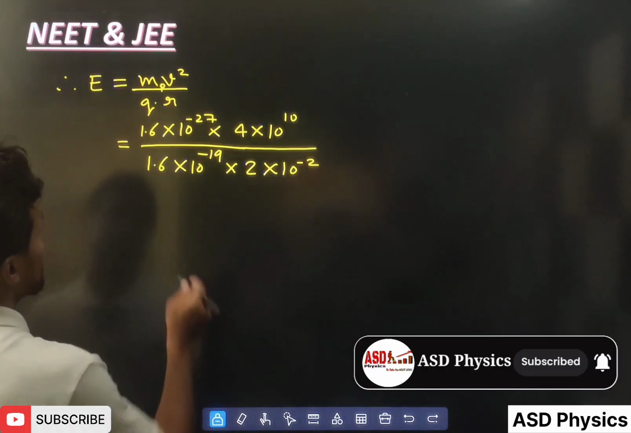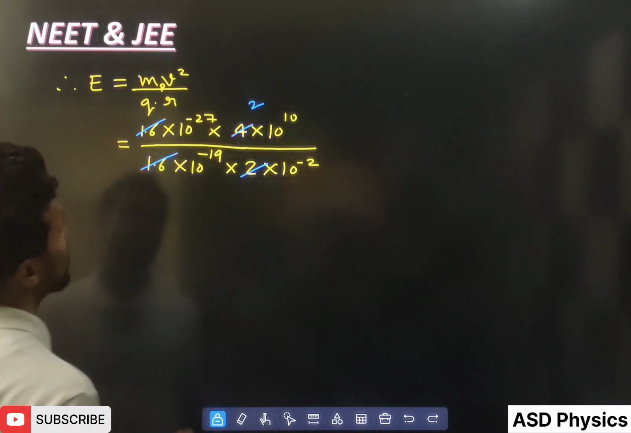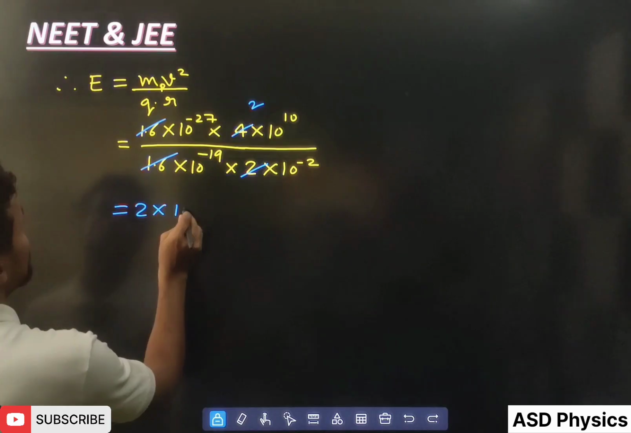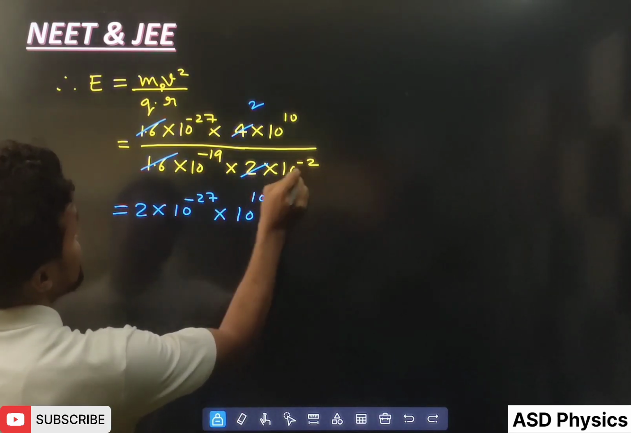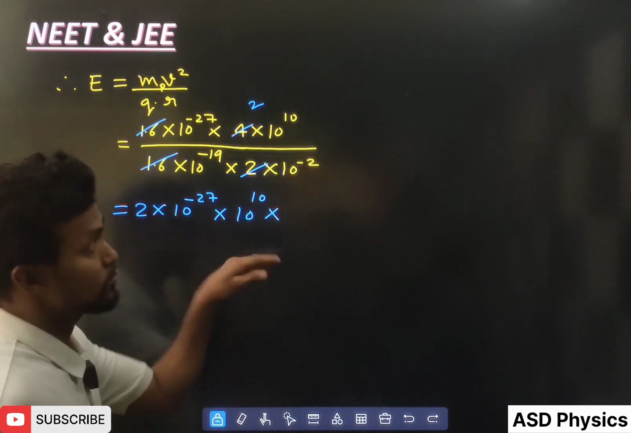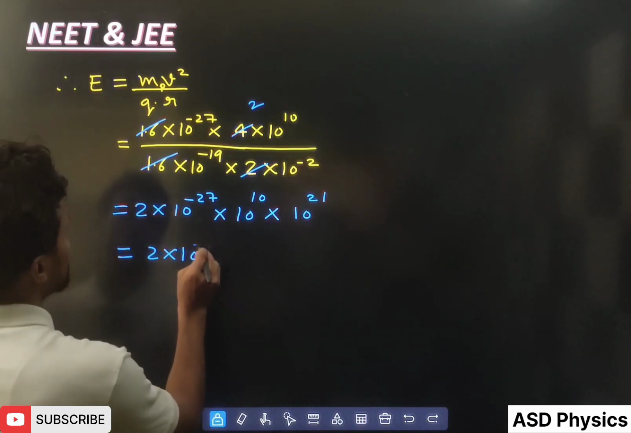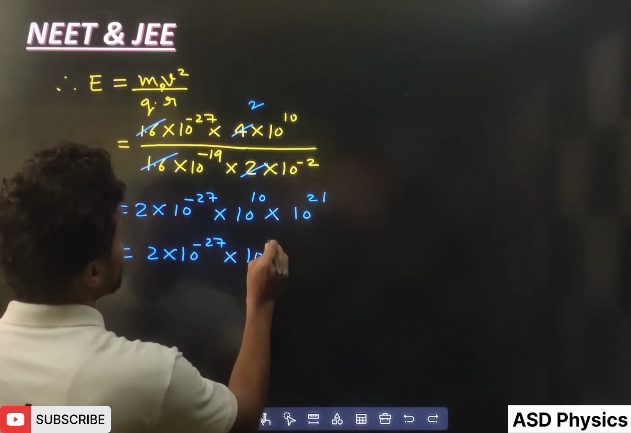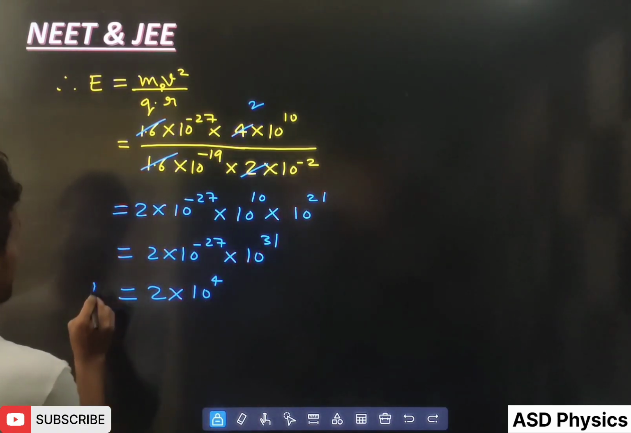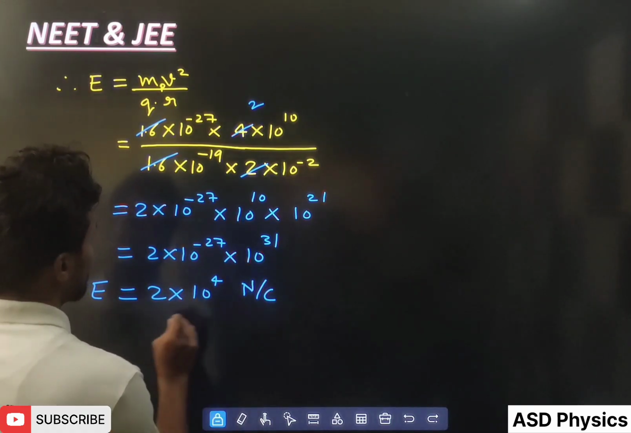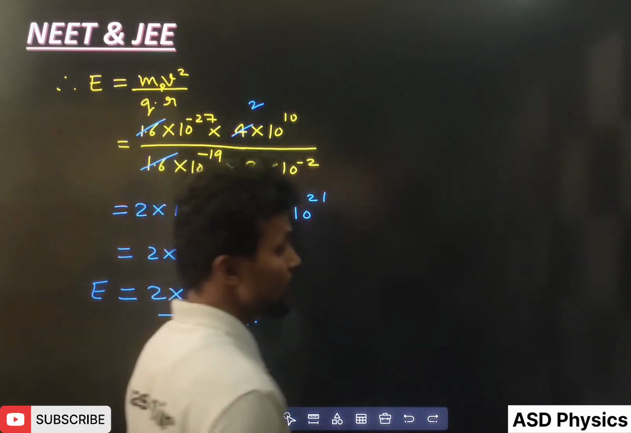Now we'll cancel things here. 1.6 cancels, 1.6 cancels. This will become 2 2s are 4. So I can write 2 into 10 power minus 27 into 10 power 10, and in the denominator 10 power minus 19 minus 2, which is 10 power minus 21. When it goes to the numerator, it becomes 10 power 21. When you simplify this, it comes 2 into 10 power minus 27 into 10 to the power 31. So it is coming 2 into 10 to the power 4, and this is the electric field in Newton per Coulomb. Kindly see how we have done the calculation. So 2 into 10 power 4 is coming here.